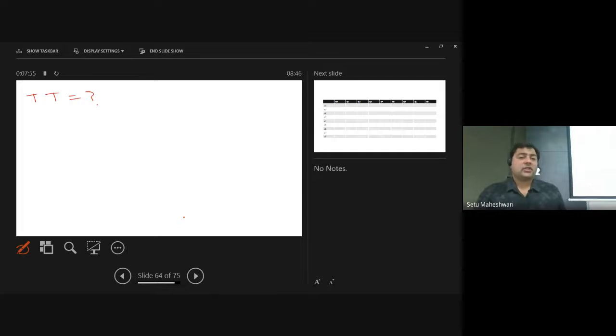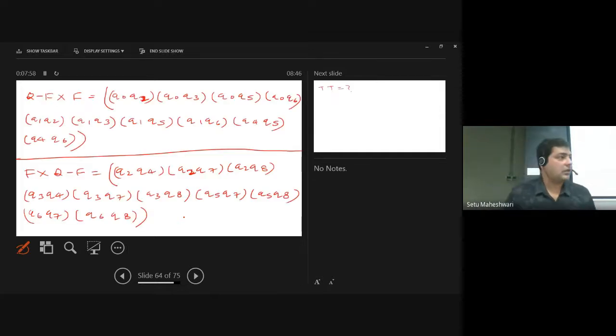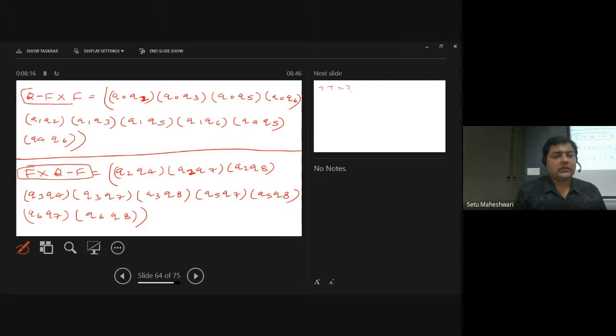Now you found the F cross F, and Q minus F cross F, and Q minus F cross Q minus F, and F cross Q minus F, right? So now what you are supposed to do: whatever entries you have either in F cross Q minus F or in Q minus F cross F, those entries should be marked cross in the table. Only those entries should be marked cross. For example, let's consider Q minus F cross F.